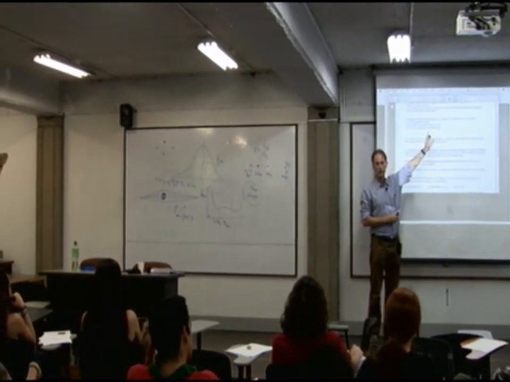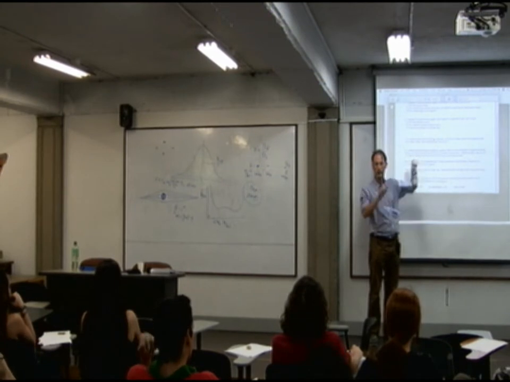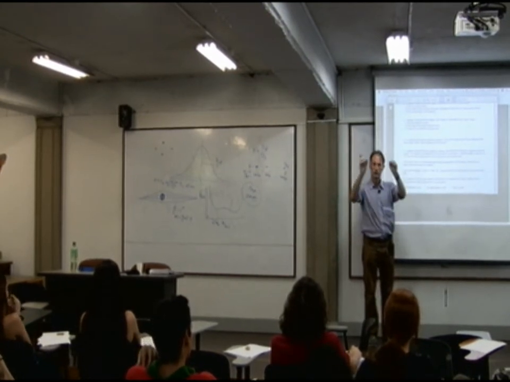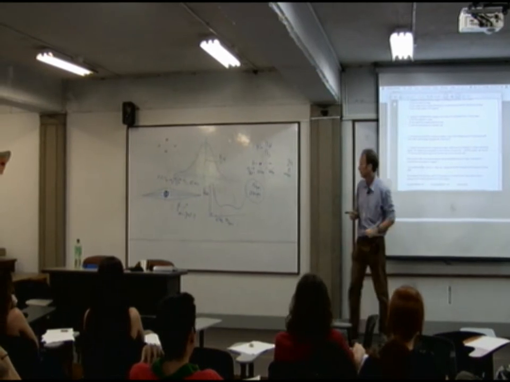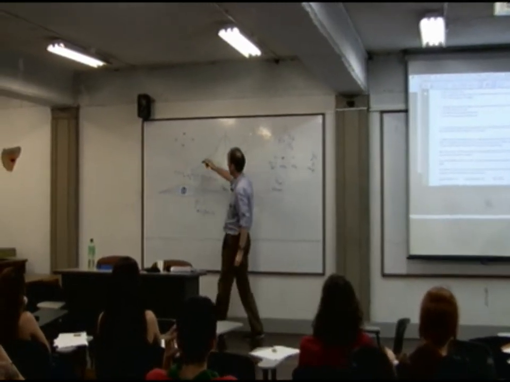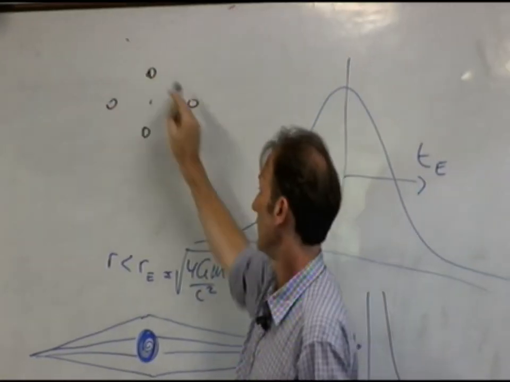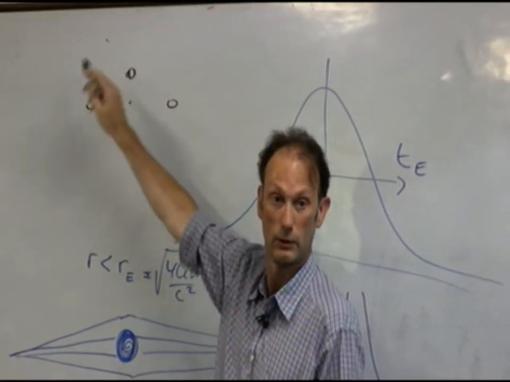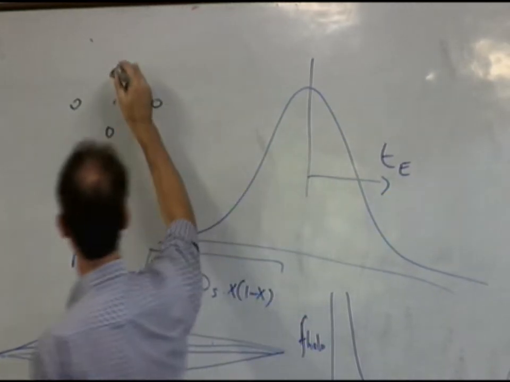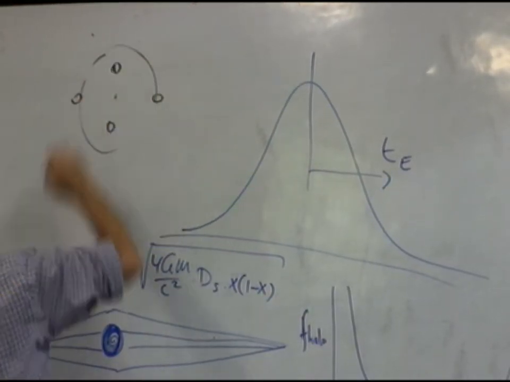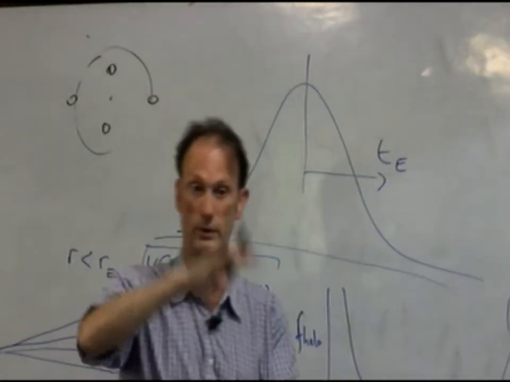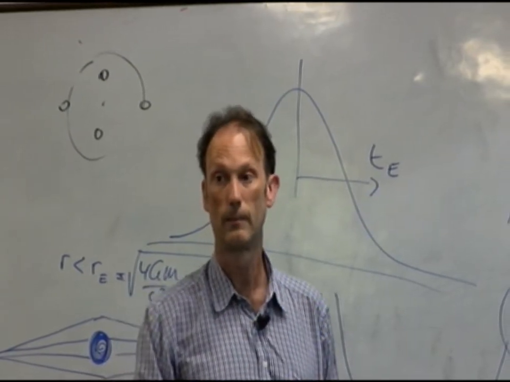But the lens is not axisymmetric, so there's no way that you can make a nice circular ring, because the way to make an Einstein ring is to put the source right behind the lens, and we see that that gives you four images, but not a full ring. So it's only when the lens is axisymmetric that you would be able to make the full Einstein ring, not when you have an elliptical lens.